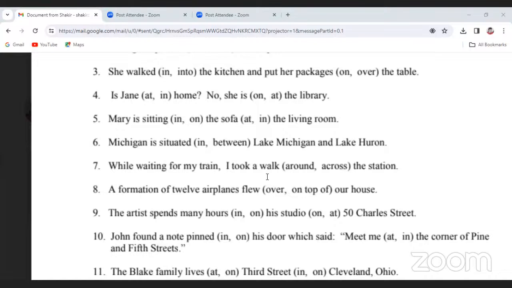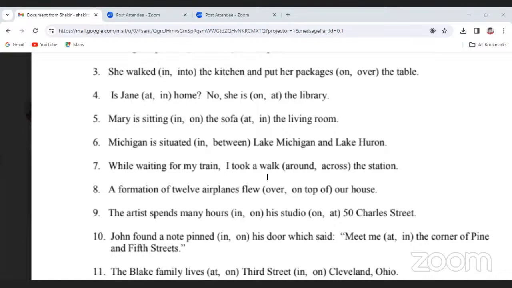The artist spends many hours dash his studio dash 50 Charles Street. The artist spends many hours in his studio at 50 Charles Street. In and at are the correct answer.